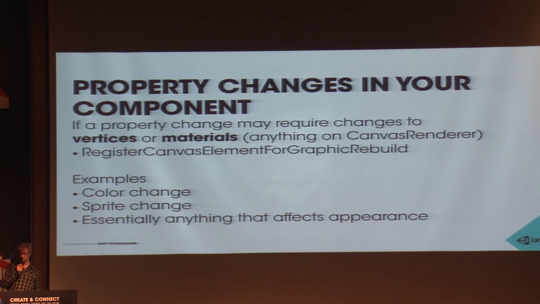So, in your own custom component, you probably have various properties that affect the appearance or layout. If a property on your component is changed that requires vertices or materials to be changed, then you need to call RegisterCanvasElementForGraphicRebuild. An example of such properties could be a color change, a sprite change, anything else that affects appearance.